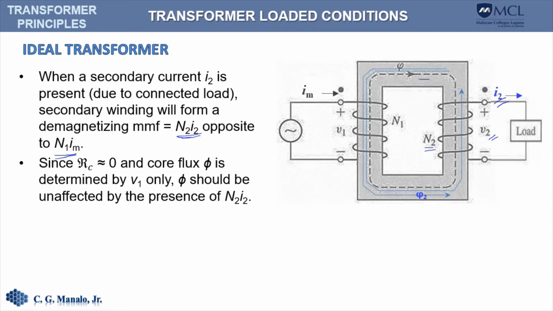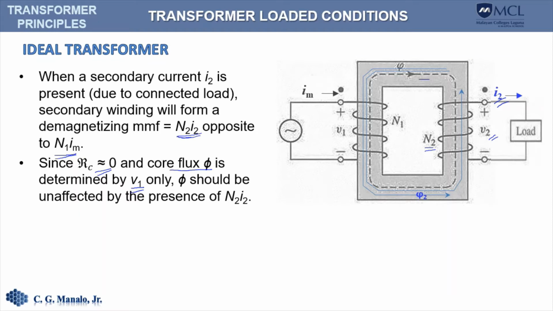Now, since we're talking about an ideal transformer, we know that the reluctance is zero, so there's no reluctance that will limit the existence of the flux inside. We also know that the core flux is just dependent on V sub 1, which is a constant. So therefore, we can say that the total flux inside the core must be a constant.